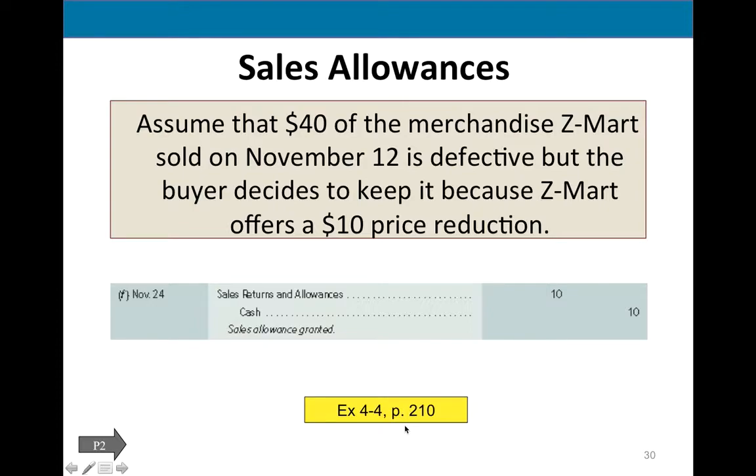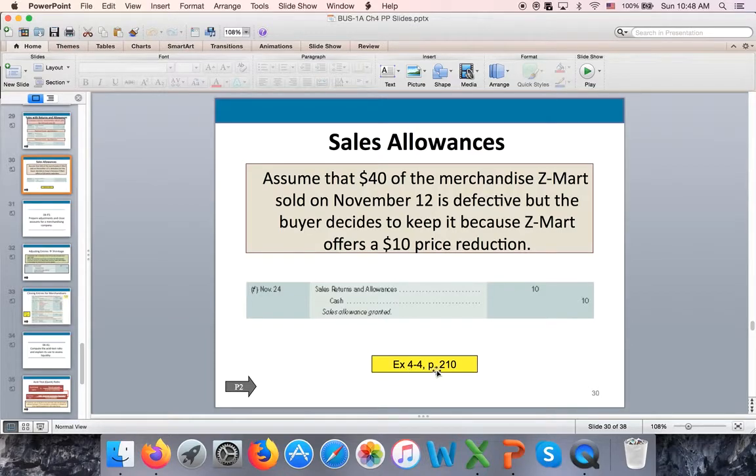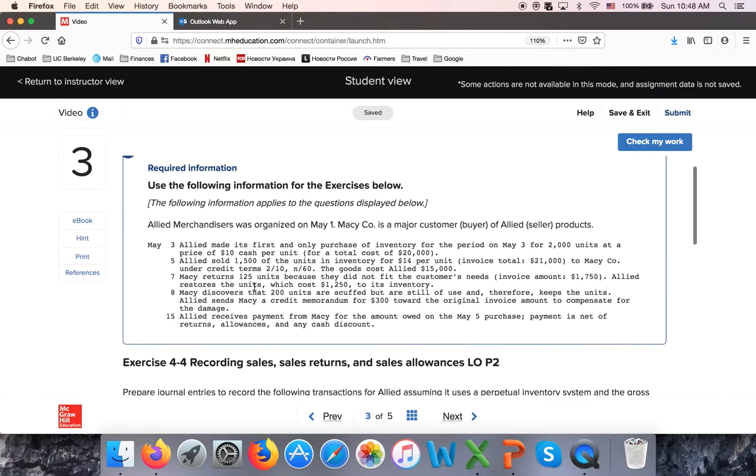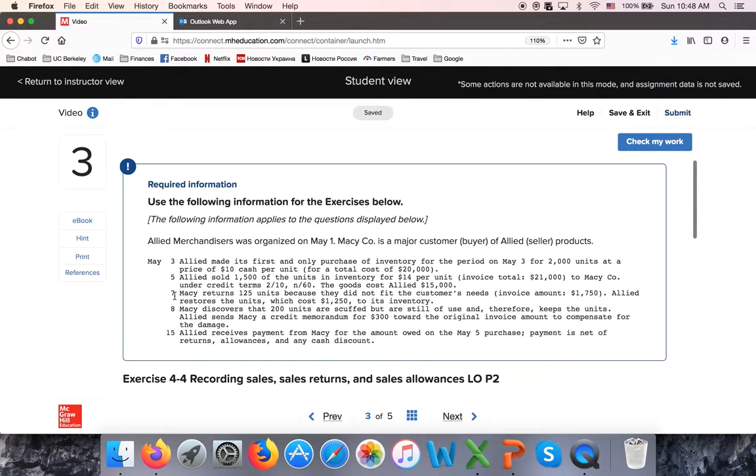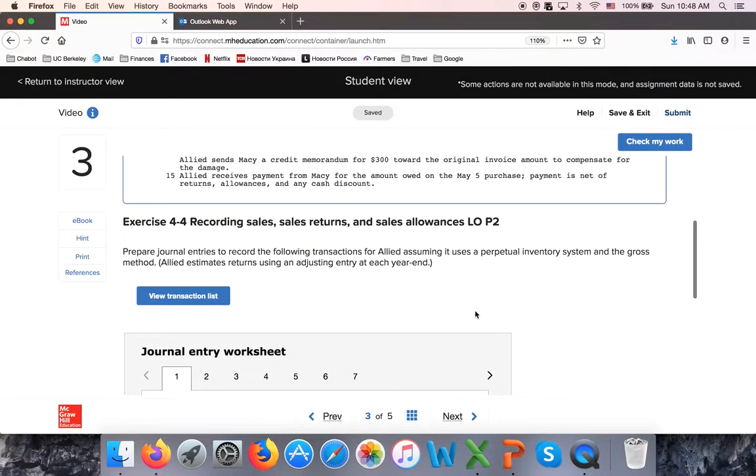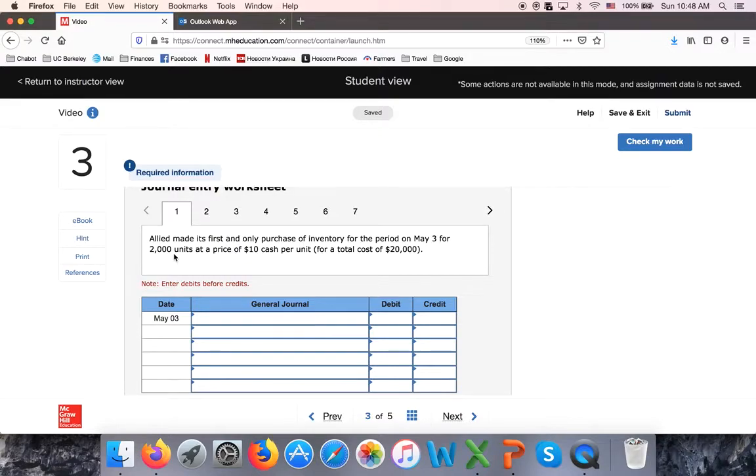Okay, so let's go to page 210 and look at exercise 4-4. I set it up right here. We have 1, 2, 3, 4, 5 transactions. We are Allied Merchandisers. We started on May 1st. Macy's is our customer. It's our buyer, and we're the seller, right? So let's look at every transaction and record them. So Allied, us, made its first and only purchase of inventory for the period on May 3rd for 2,000 units at a price of $10 cash per unit.